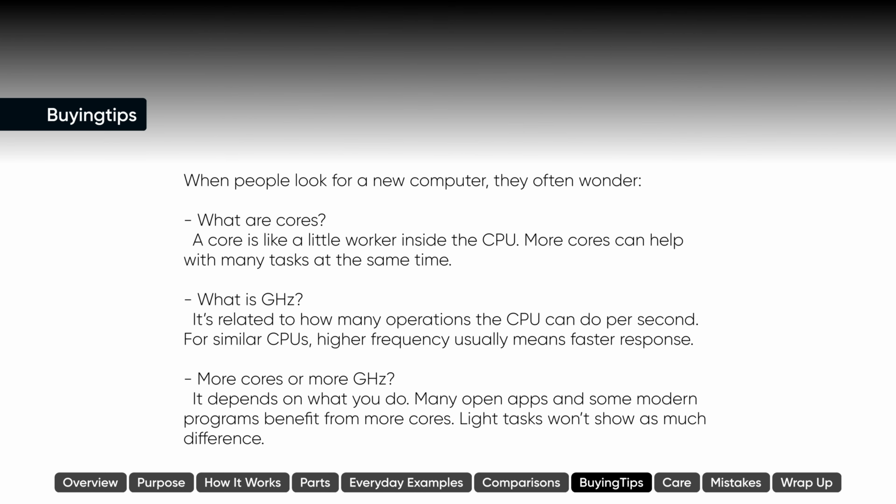Buying tips. When people look for a new computer, they often wonder, what are cores? A core is like a little worker inside the CPU. More cores can help with many tasks at the same time. What is gigahertz? It's related to how many operations the CPU can do per second. For similar CPUs, higher frequency usually means faster response. More cores or more gigahertz? It depends on what you do. Many open apps and some modern programs benefit from more cores. Light tasks won't show as much difference.